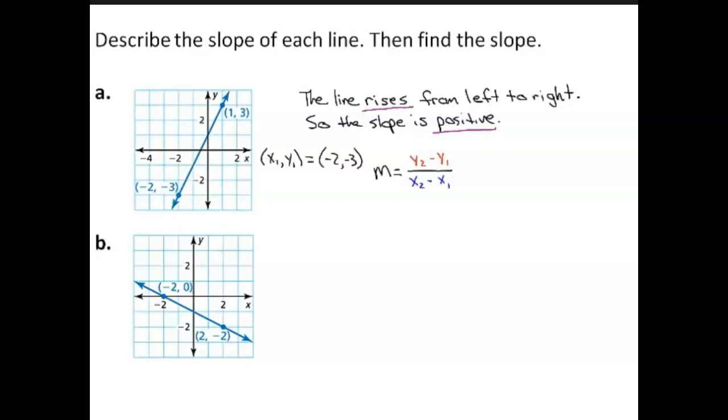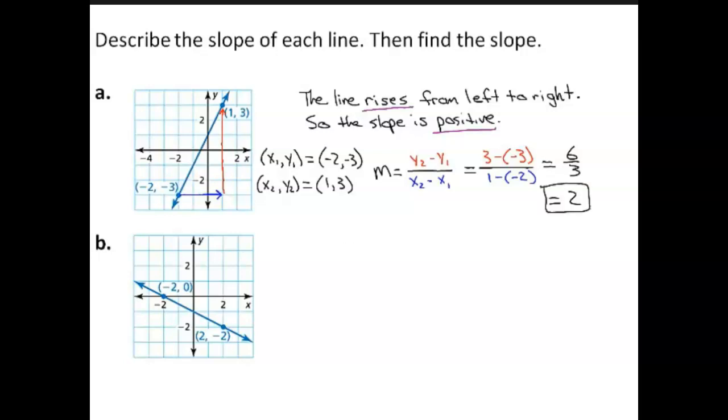Let x1, y1 be the point -2, -3, and let x2, y2 be the point 1, 3. y2 minus y1 is 3 minus -3, and x2 minus x1 is 1 minus -2. So m equals the quantity 3 minus -3 divided by the quantity 1 minus -2, which simplifies to m equals 6 divided by 3. So the slope of the line is 2.